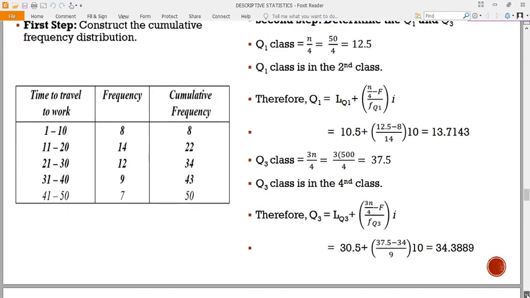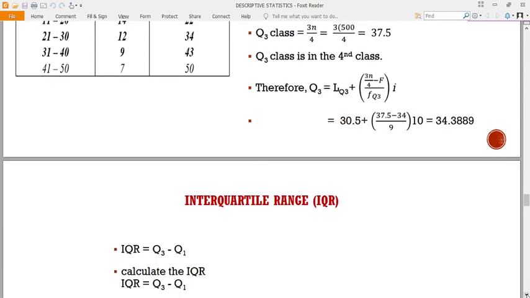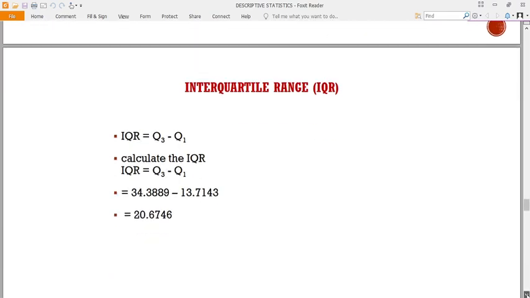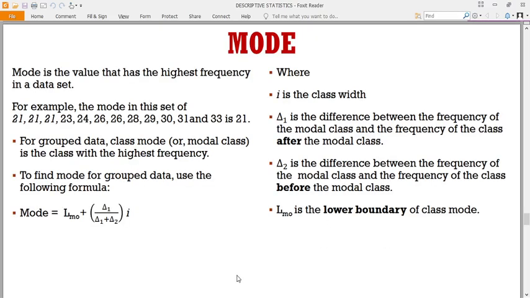Now if I'm interested in getting the interquartile range, I'm going to subtract the lower quartile from the upper quartile. So if I subtract the lower quartile from the upper quartile, what I get is the interquartile range. So that's it with the median.